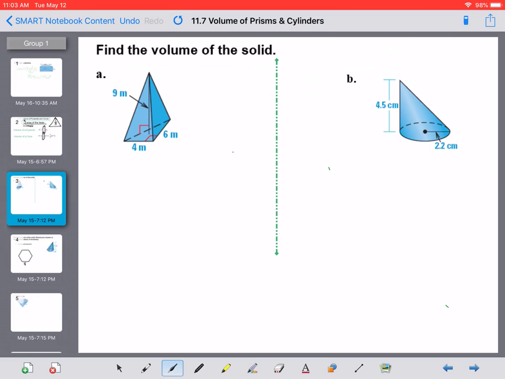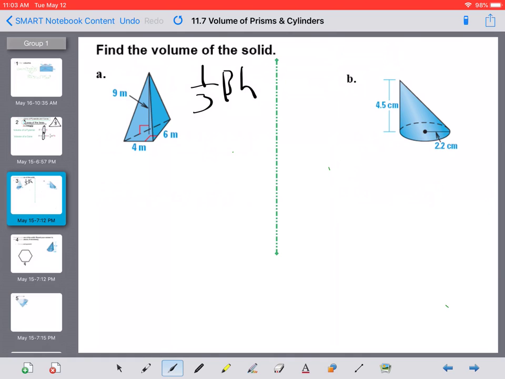So let's look at some examples. This one wants us to find the volume of a solid. So again, this is a pyramid. So the equation is 1/3 big B H.